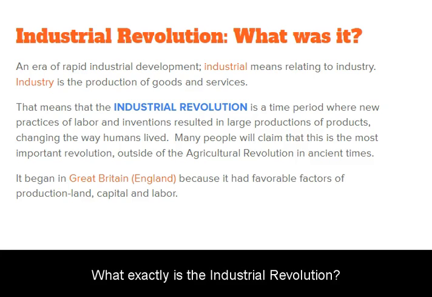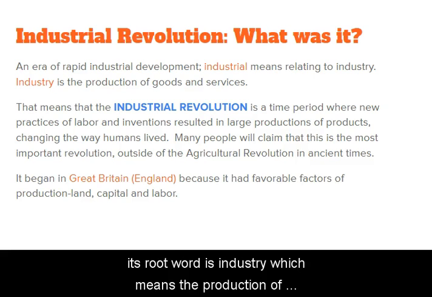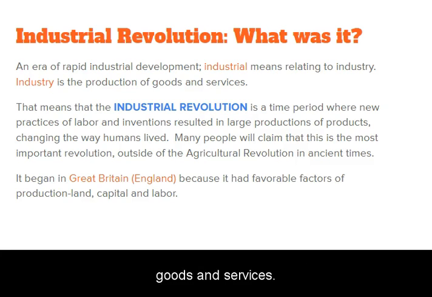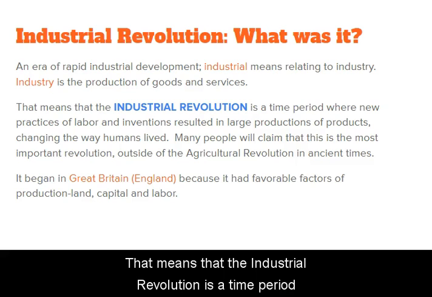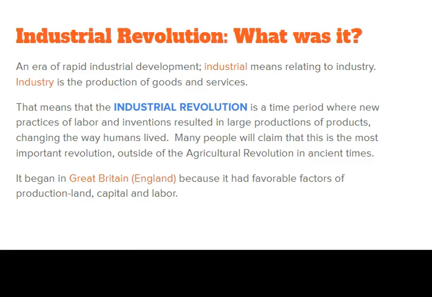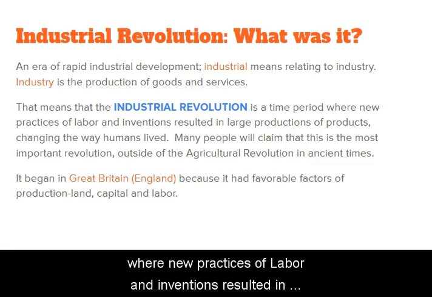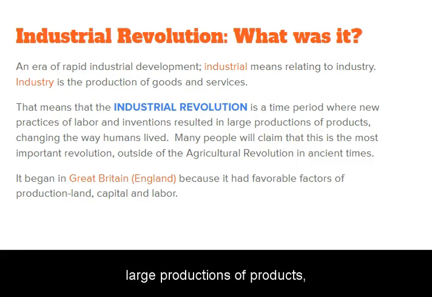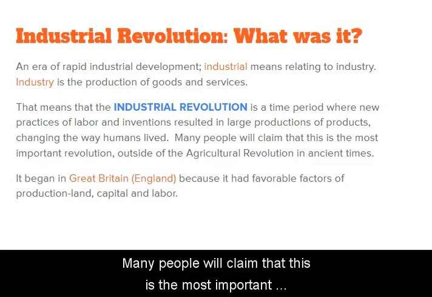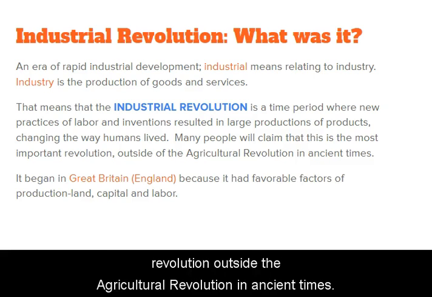So, what exactly is the Industrial Revolution? If we look at the word industrial, its root word is industry, which means the production of goods and services. A revolution is a push for change. That means that the Industrial Revolution is a time period where new practices of labor and inventions resulted in large productions of products, changing the way humans lived. Many people will claim that this is the most important revolution outside the agricultural revolution in ancient times.